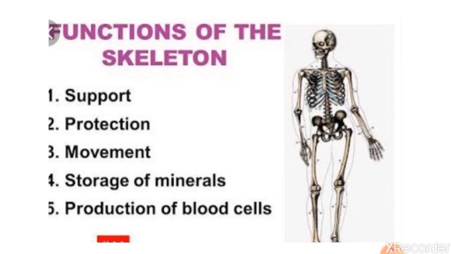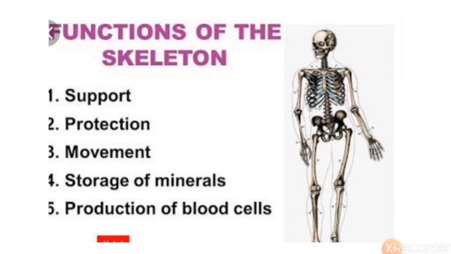The second point is protection. It protects the internal organs like our lungs and heart, which are protected by the rib cage. Our brain is protected by the skull. Our backbone protects our spinal cord, which is a part of the nervous system and a very important part. So bones protect the delicate internal organs of the body. So it gives shape, it gives support, and it protects the internal organs as well.